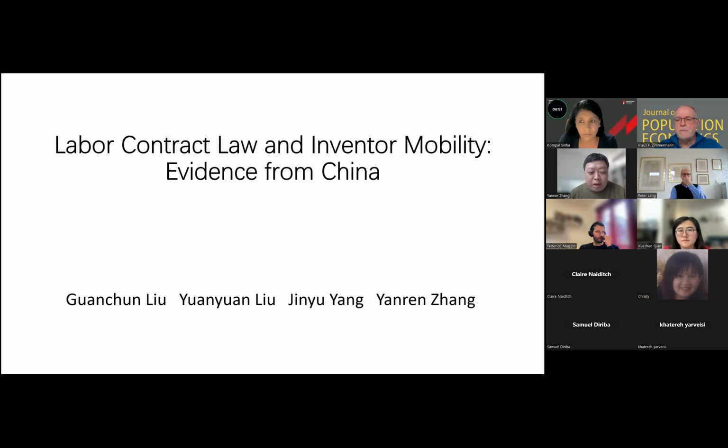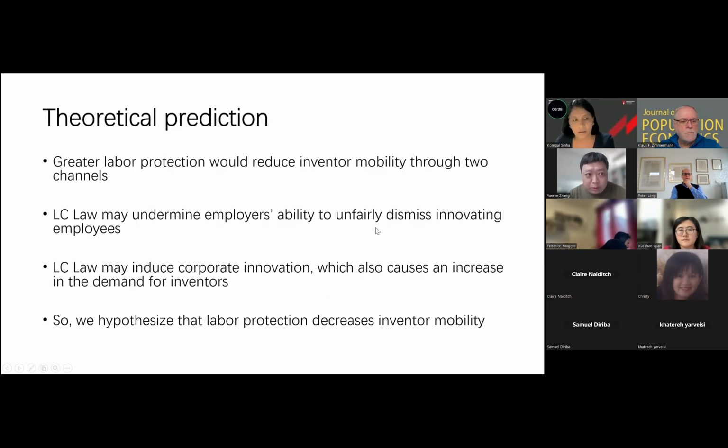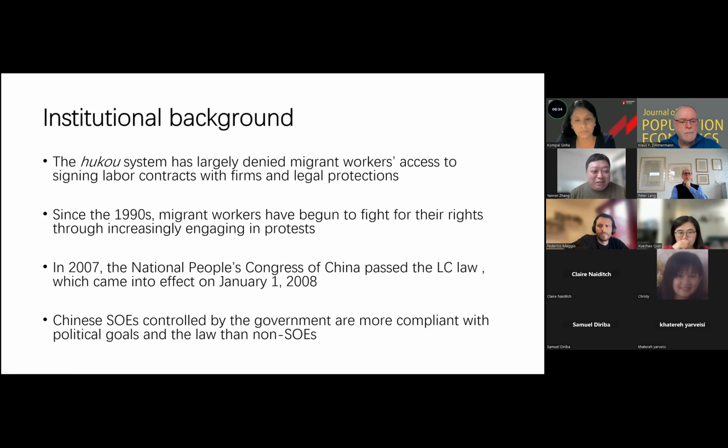Since China started its opening up and reform policy in 1978, it has moved from a planned economy to a market economy. As this reform has continued, the central government has given firms the flexibility to decide their own labor policies based on their business needs. At the same time, individuals have been allowed to choose their own jobs. However, the hukou system has largely stopped migrant workers from being able to sign labor contracts with firms and get legal protections. Since the 1990s, they have started to fight for their rights more and more through protests.